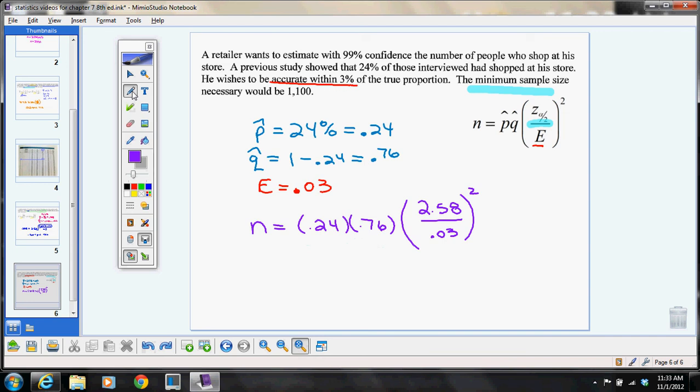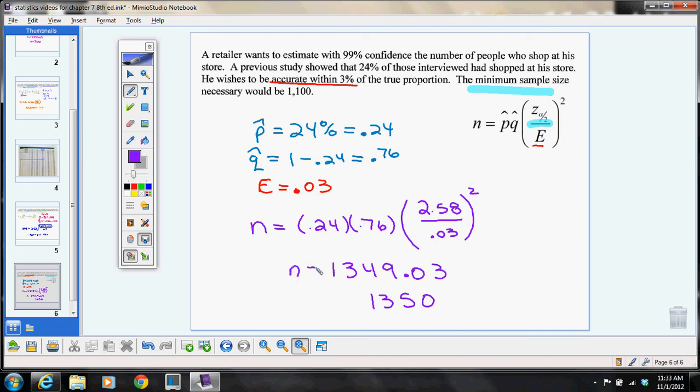Now if we go to plug this in the calculator, don't forget to square it. You end up with 1349.03. Remember, we are doing sample size. You cannot sample part of a person. And even though that rounds to 1,349, that would not be enough people. You have to round up. So the correct answer for sample size would be 1,350.